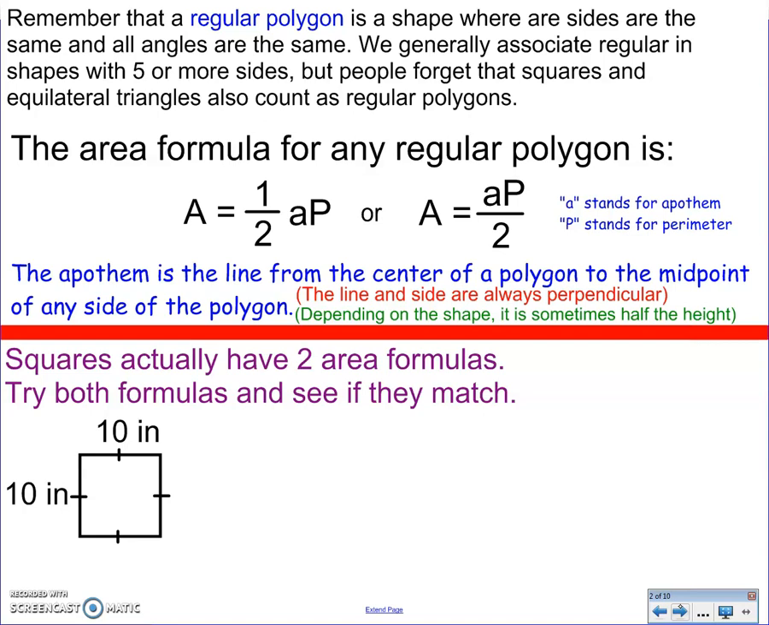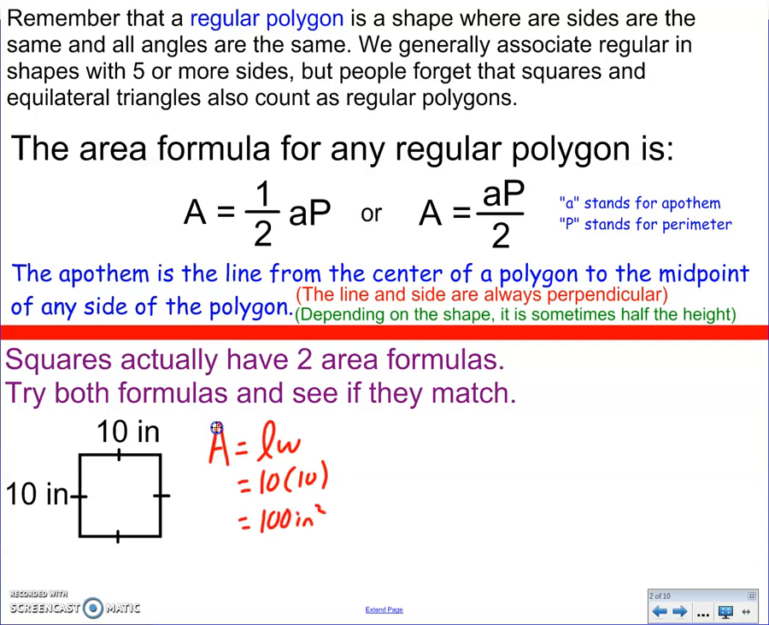Alright, so squares actually have 2 area formulas. We're going to try both formulas and see if they match. So here's a square, every side's 10 inches. So let's do the original formula. Y'all know area equals length times width, or base times height. So that's 10 times 10. In this case, area is 100 inches squared.